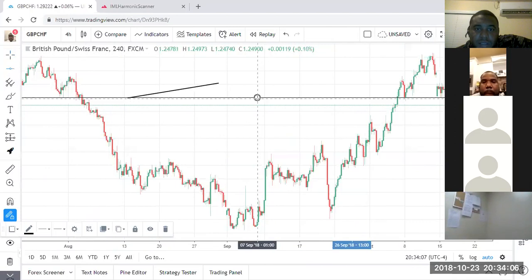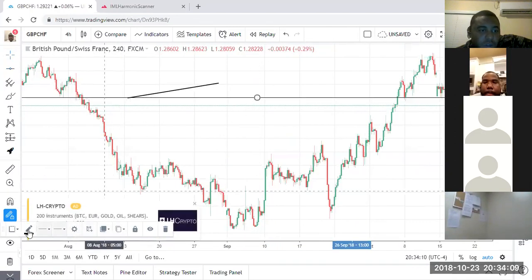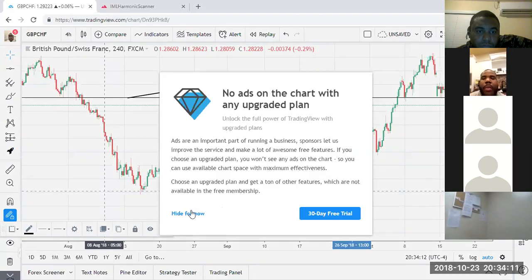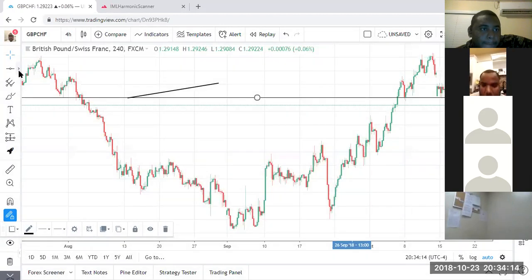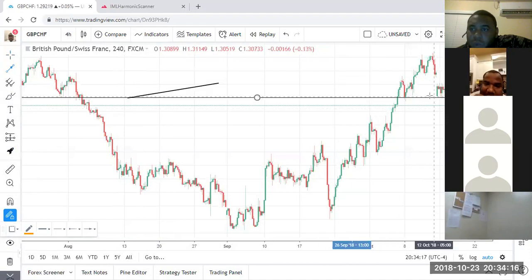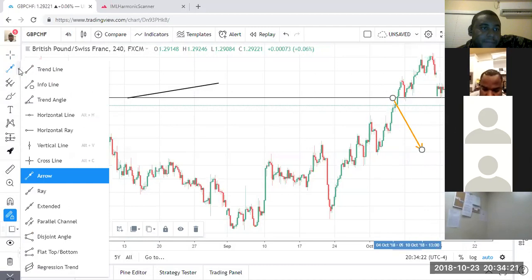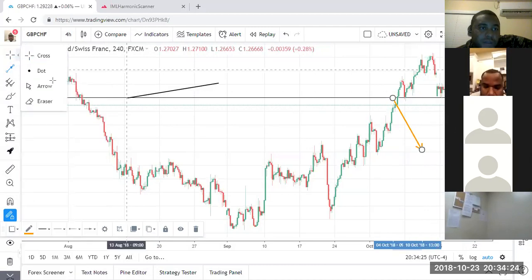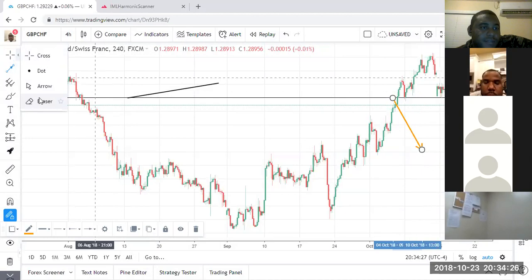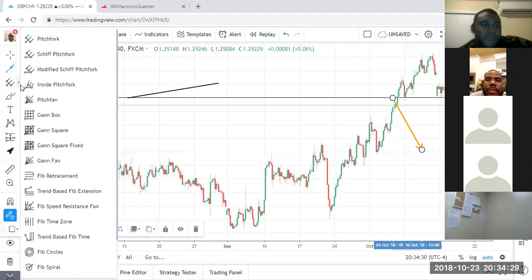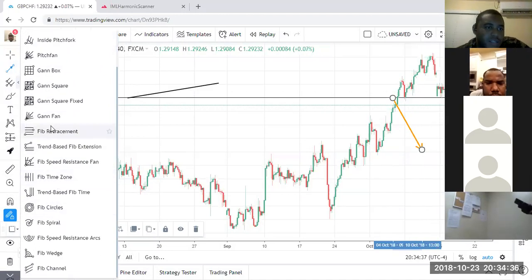You can change the colors. Right click, go to settings, or you can change it here. And arrows are what I use when I'm trying to set up a trade to show people what I'm looking at. All right, so you can change from arrow to the dot to the crosshair, eraser. I don't use them. In this one here, I find the fib retracement. This is the only one that I use in this box, the Fibonacci retracement.